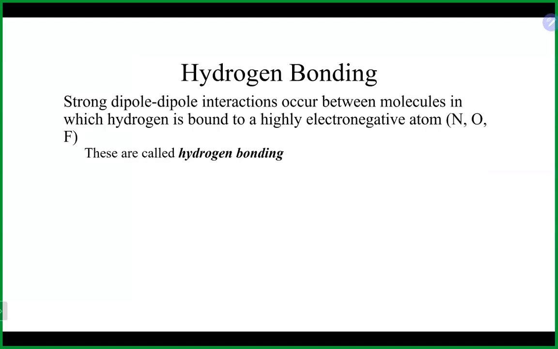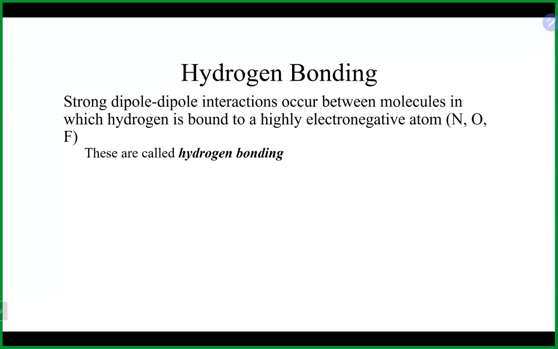Now, another type of dipole-dipole interaction, which is a really strong type of dipole-dipole interaction, is hydrogen bonding. So hydrogen bonding really is dipole-dipole, but it is a category that falls under the dipole-dipole umbrella. Hydrogen bonding is a really strong intermolecular force, and it is based on a bond between highly electronegative atoms, where you have hydrogen that is directly bound to nitrogen, oxygen, or fluorine.